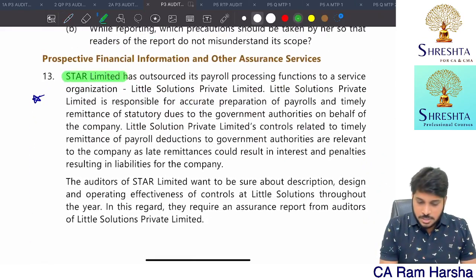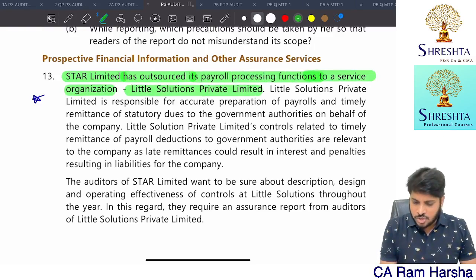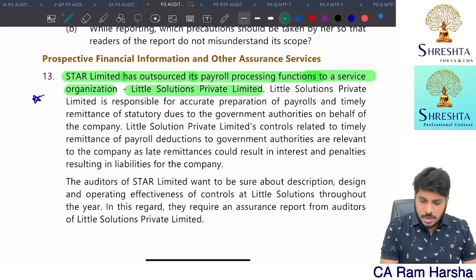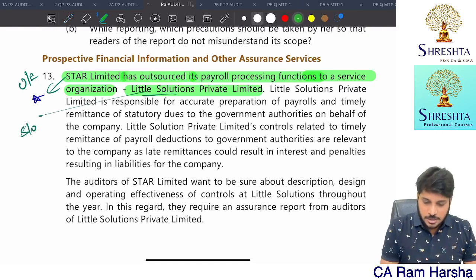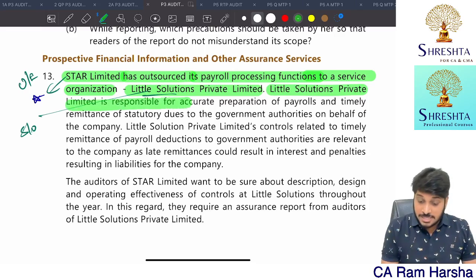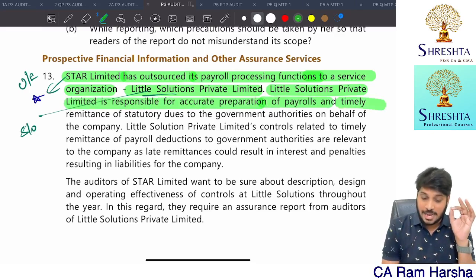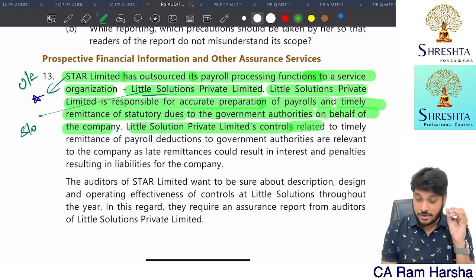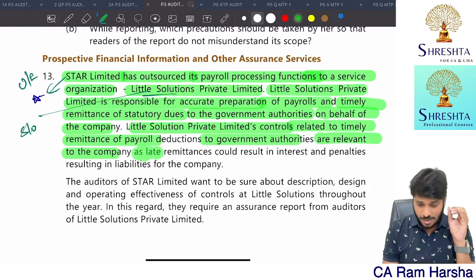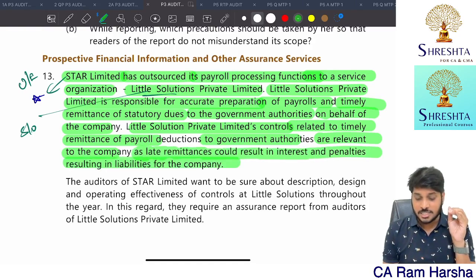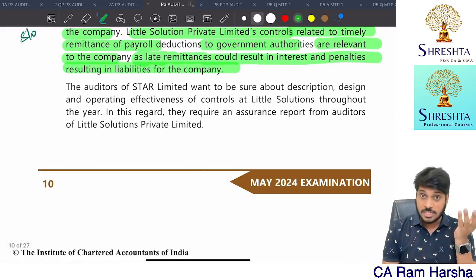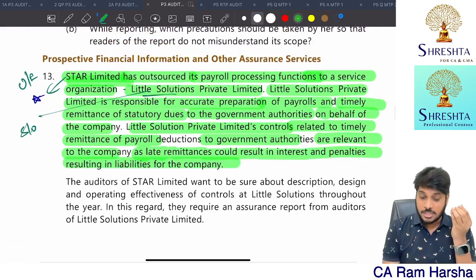Star Limited has outsourced its payroll processing function to a service organization, Little Solutions Private Limited. Okay. So Star Limited is the user entity. Little Solutions is the service organization. Little Solutions Private Limited is responsible for accurate preparation of payroll and timely remittance of statutory dues to the government authorities on behalf of the company. Its controls related to timely remittance of payroll to government authorities are relevant to the company, as late remittances could result in interest and penalties resulting in liability, obviously. So it's a material item for Star Limited.